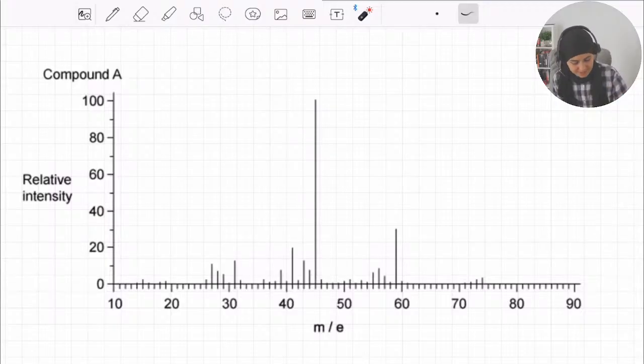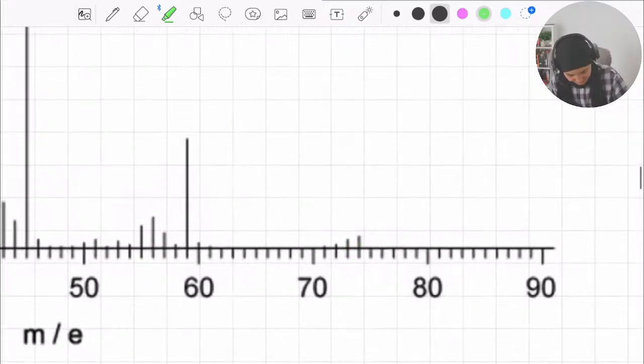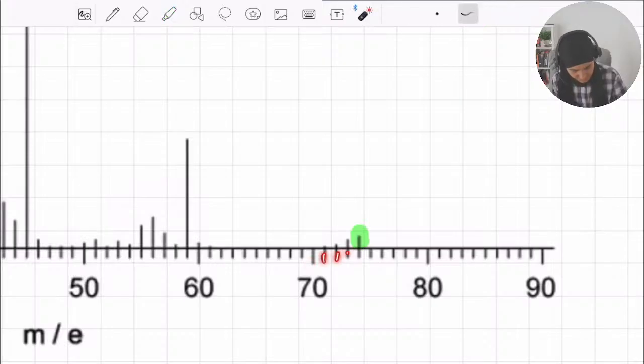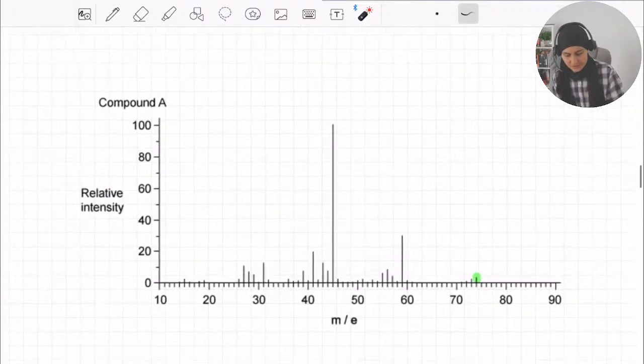But it is a peak, and I know that this is the molecular ion peak because this is the most right-hand side peak. So I know the molar mass of the molecule is, what is that? That's this peak. So it's 70, 1, 2, 3, 4, 5, 6, 7, 8, 9. One division is 1, so 74. So the molar mass of A is 74.